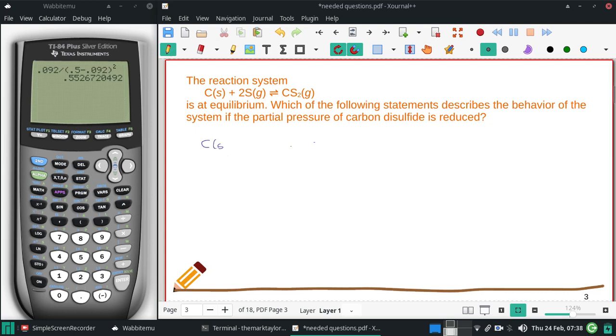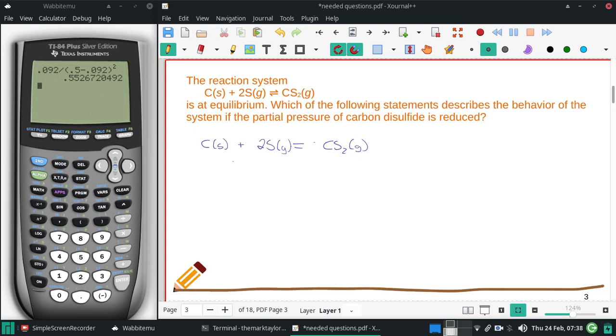All right, I'm going to rewrite this equation. The reason I'm doing that is because I wanted to write a few things underneath this. It's not so much an ICE table per se, but I want to draw attention to a couple of things to help you see what the final answer will be.